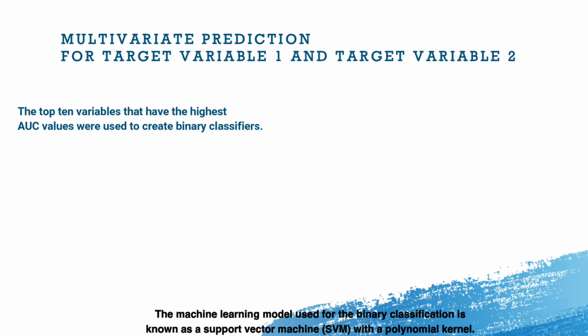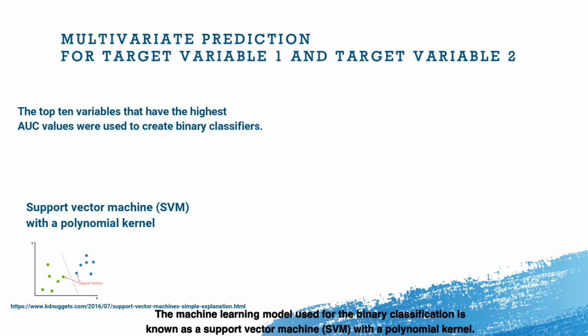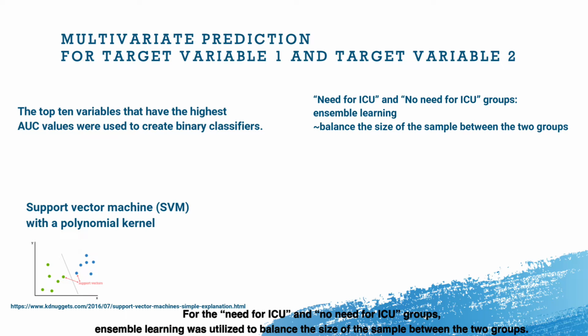The machine learning model used for the binary classification is known as support vector machine with a polynomial kernel. For the need for ICU and no need for ICU group, ensemble learning was utilized to balance the size of the sample between two groups.